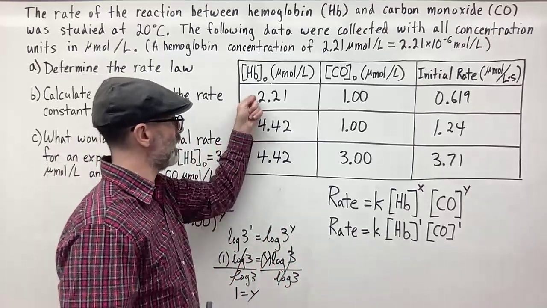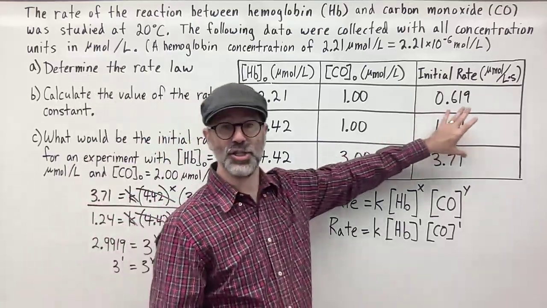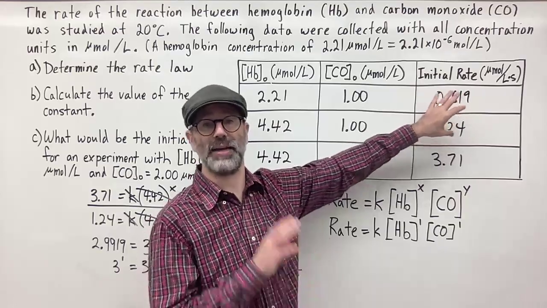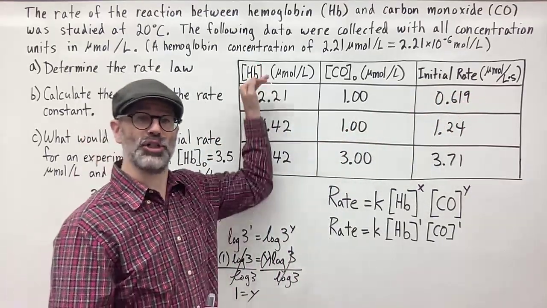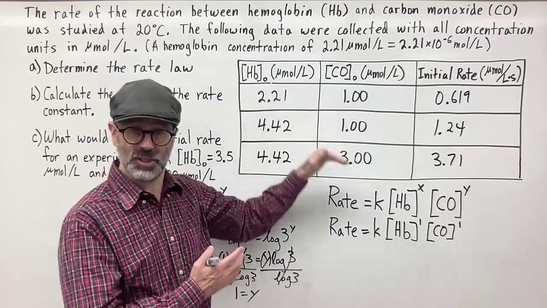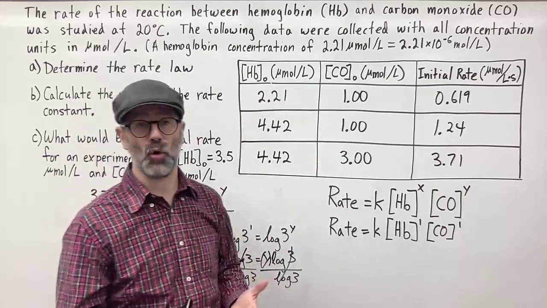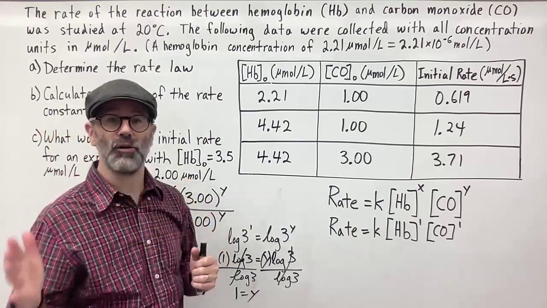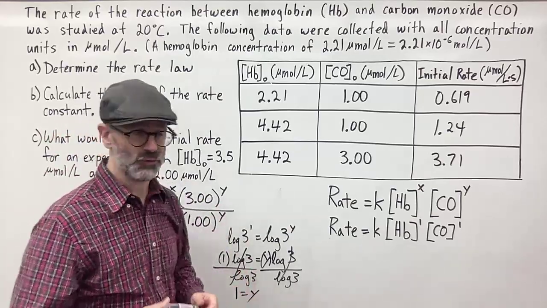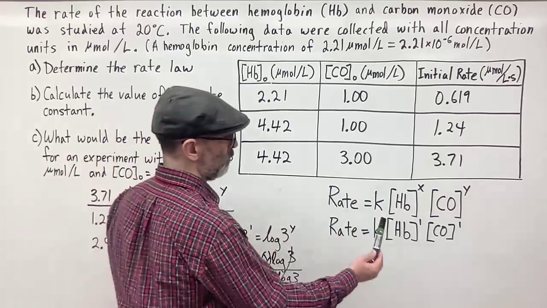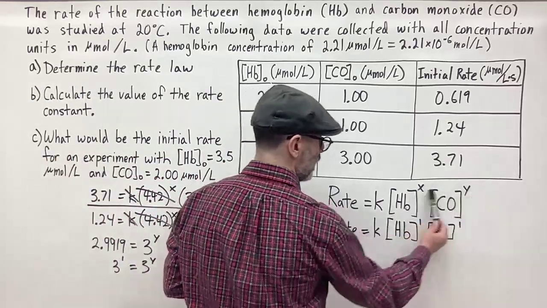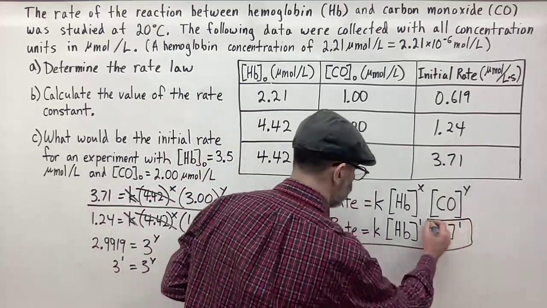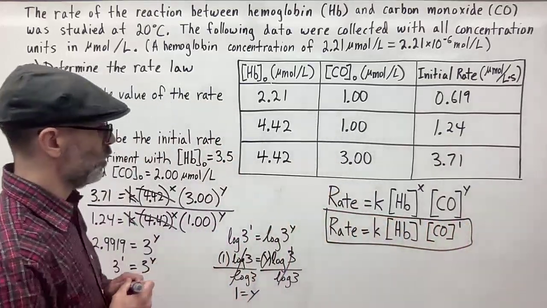If you change the concentration here and it has no effect on the initial rate, if the initial rate is the same, even though you're changing the concentration of this substance, that would indicate a 0 order reaction. So that means that your exponent would be 0 and it would fall out of the rate law itself. Right. But in this case, we found that the x and the y, the exponents here are both 1. So that means that this is the rate law for this reaction.